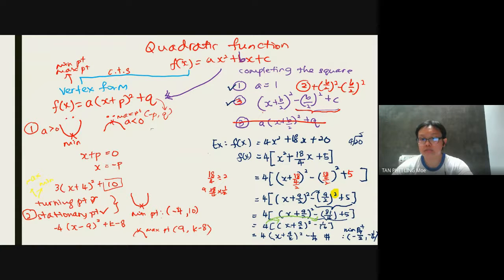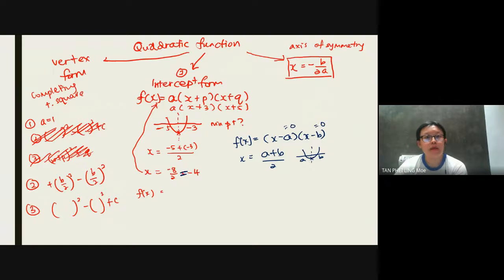Okay, so let's move on to the next one, where I told you vertex form is the first way to do it for a quadratic function. The second one is intercept form. With intercept form, you can make use of it to find the roots straight away. Then the middle point will become the x coordinate of your turning point. So here I show you an example where you take a plus b, divided by 2. That will be your x coordinate.